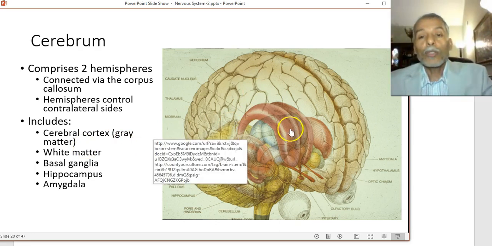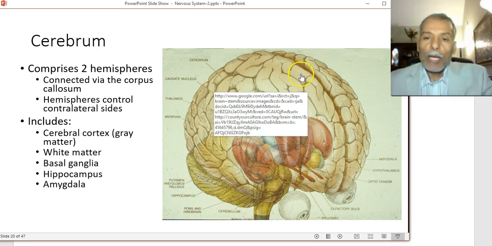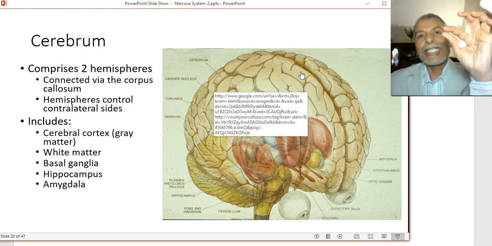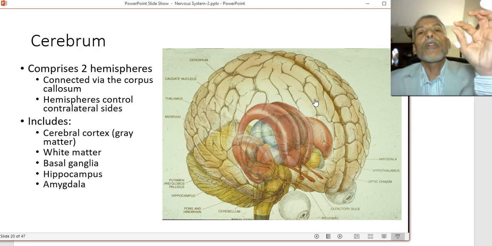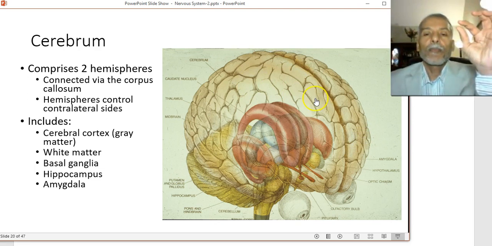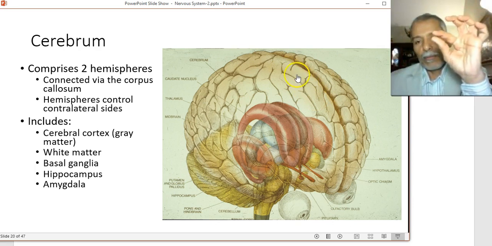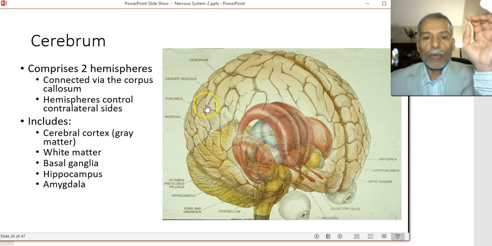So what are the parts of the cerebrum? First, the top layer of it, which is less than 1/4 of an inch, about 4 millimeters, the very top layer that is all convoluted, that's called the cerebral cortex. Cortex means tree bark. So the little covering that is 4 millimeters, that is the cerebral cortex.